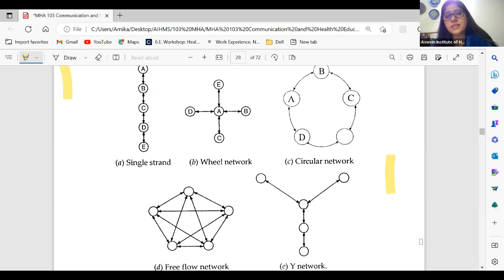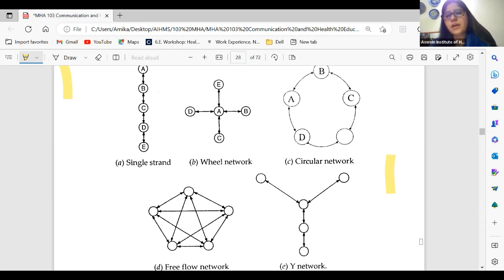But the drawback is that the multiple receivers don't talk among themselves. So because of that, you cannot ensure that all the receivers are on the same page. It is totally based on the perception of the sender, whether the information he has communicated has reached all the receivers or not. Now next is the circular network.